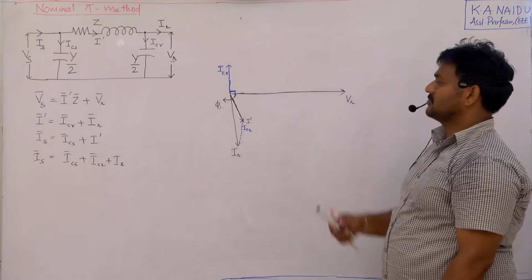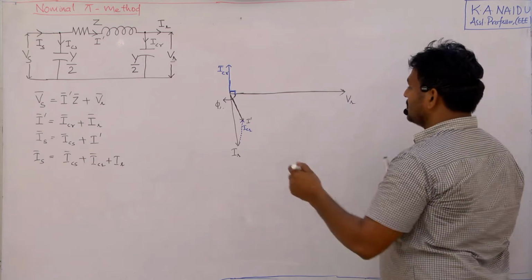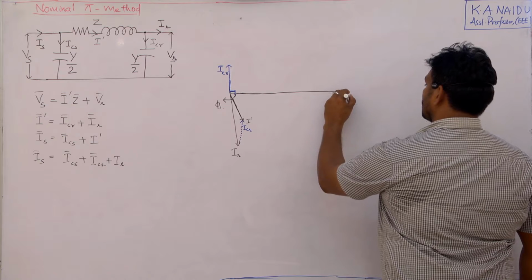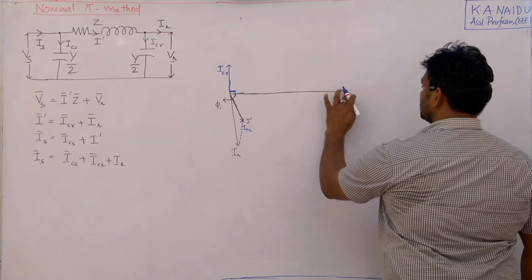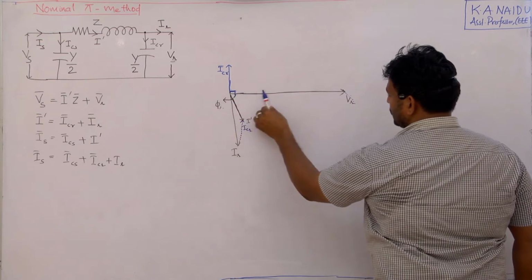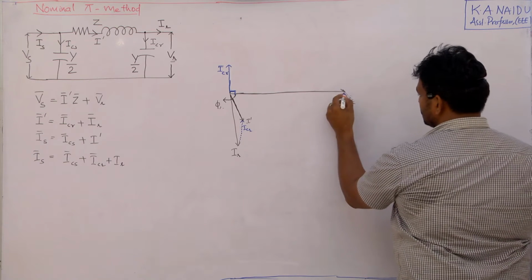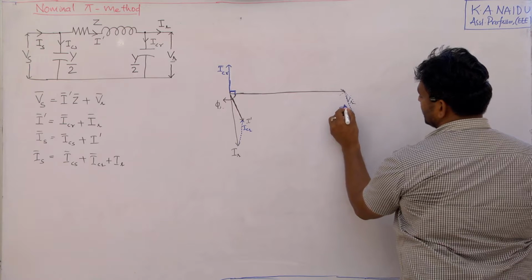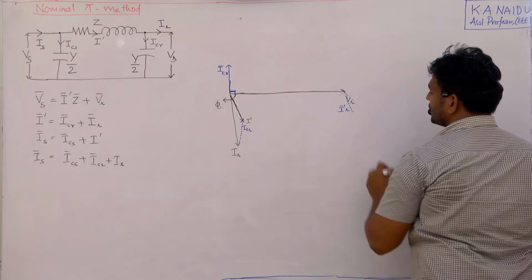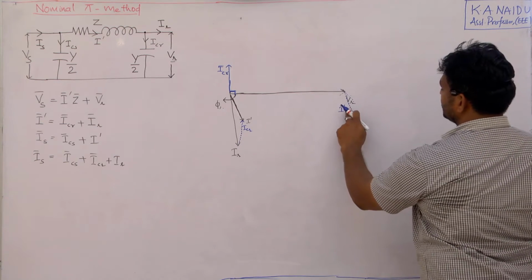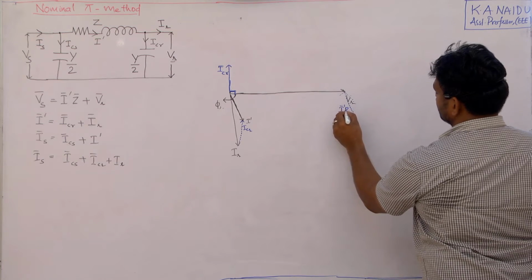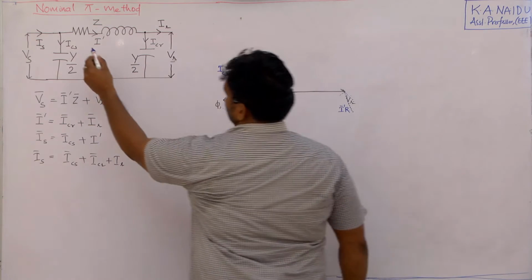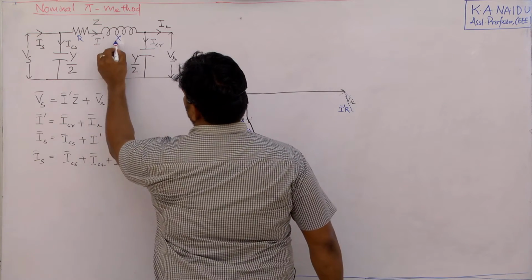So this is I dash. Now I dash into R will be in the same direction, so we add it to VR. You add a line that is parallel to this, like this. This will be I dash into R, capital R, which is the resistance R here. This is series reactance XL.